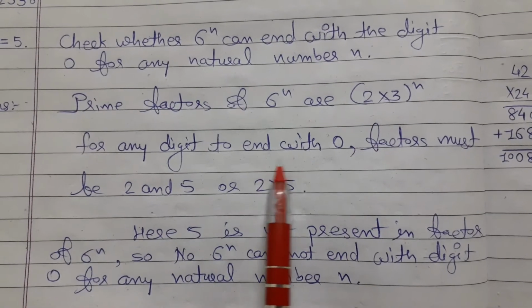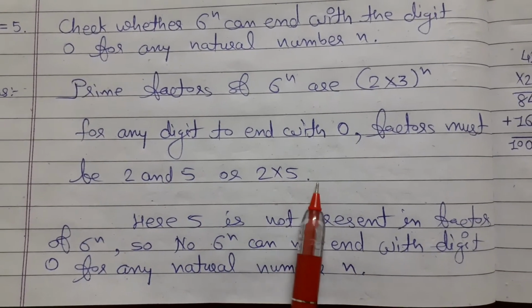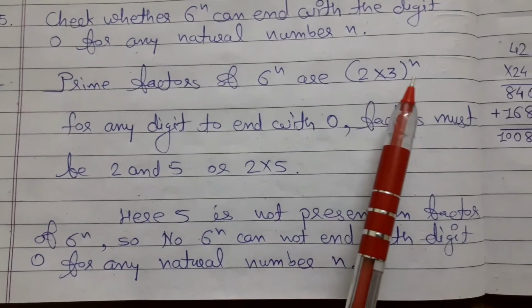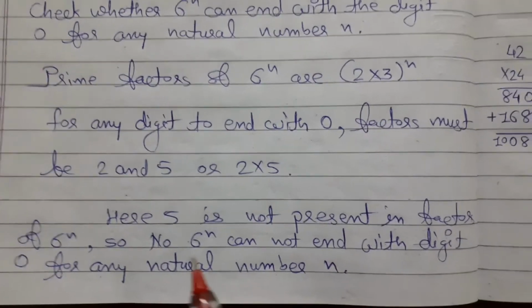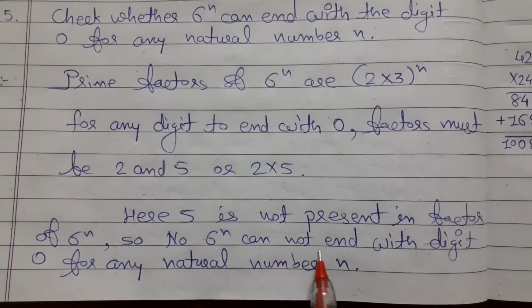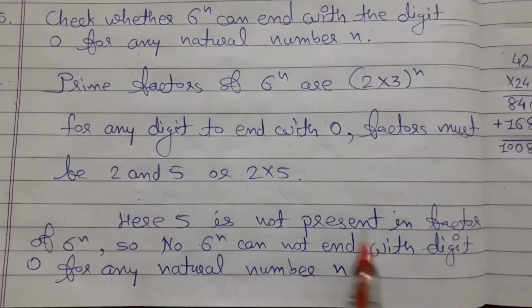For any number to end with 0, the factors must be 2 and 5, or 2 into 5. 5 2s are 10, the unit digit will come 0. Here 5 is not present. Here 3 is present instead of 5. So no, 6 raised to n cannot end with the digit 0 for any natural number n.